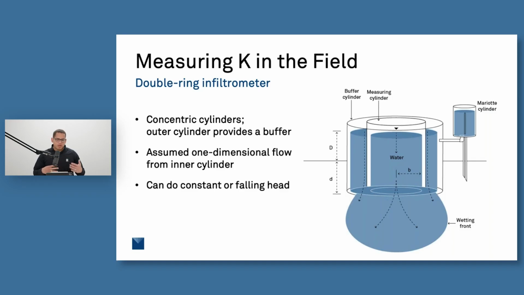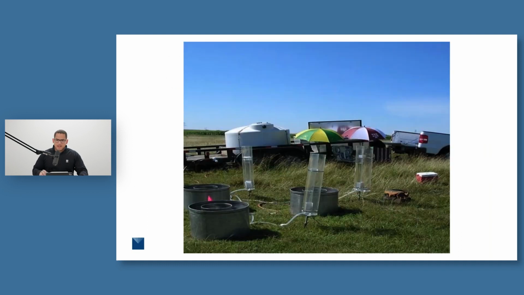Now, as you dove into the literature, we know that that assumption is false. And so we still have to make corrections for three-dimensional flow from double ring infiltrometers. But what's really great about a tool like this is we can do constant and falling head techniques for measuring infiltration and hydraulic conductivity in soil. Of course, this is something that I personally have a lot of experience with.